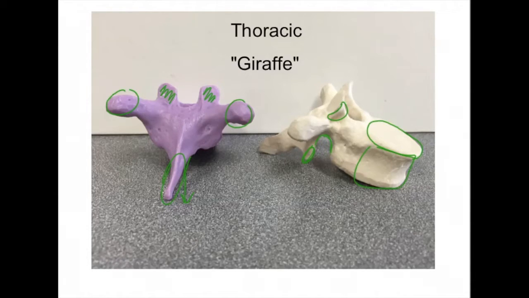We can also see the superior costal facet, where the head of the rib will articulate to, as well as the inferior costal facet. These are facets on the body of the thoracic vertebrae. On the transverse processes, we have the transverse costal facet, located here, where the tubercle of the rib will articulate to. And also we have the vertebral foramen located within here.